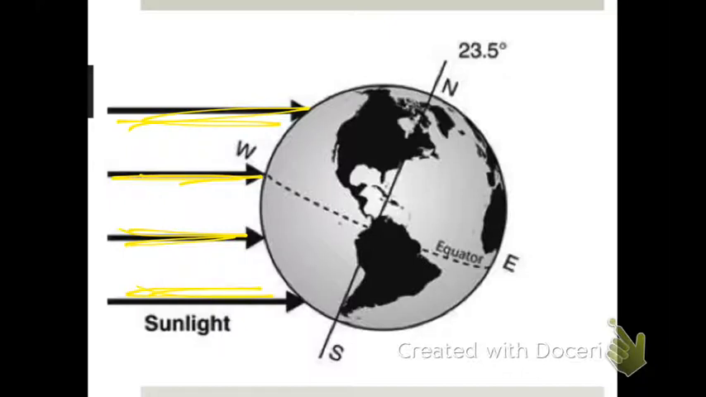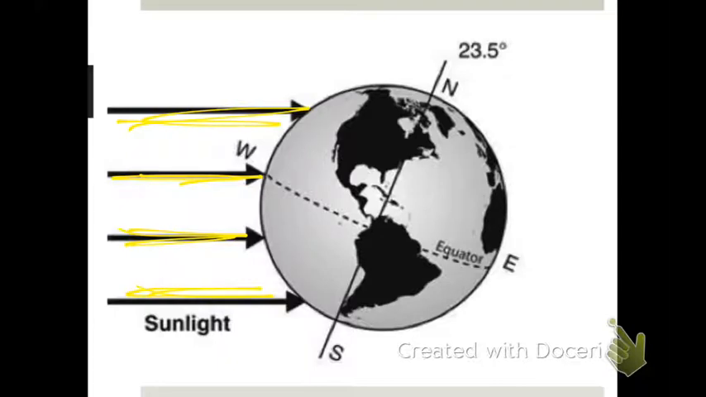I want you to think in your head. Don't say it out loud, but think in your head which hemisphere is tilted towards the sun. Just think about it. If you are thinking that the southern hemisphere is tilted towards the sun, then you are correct.